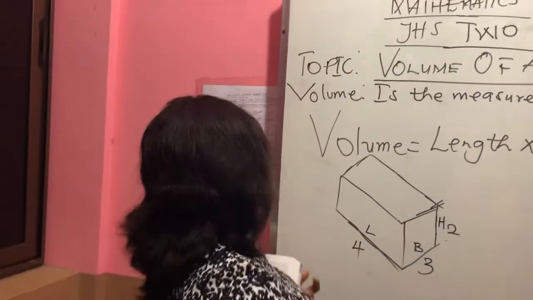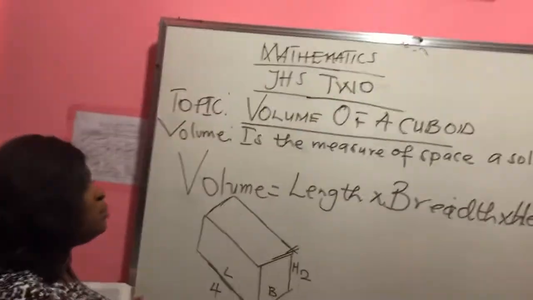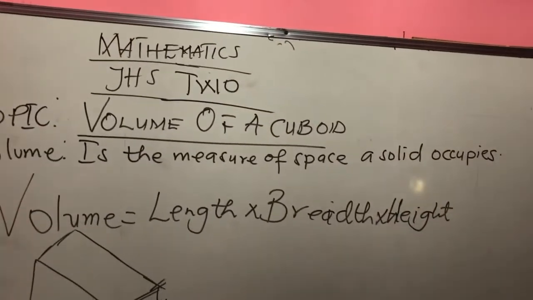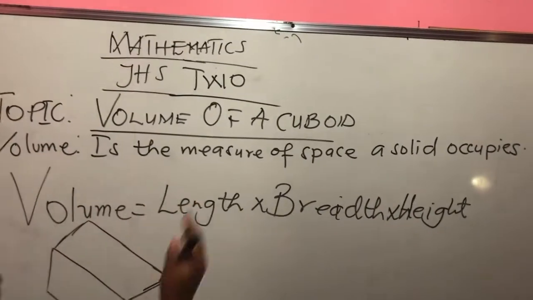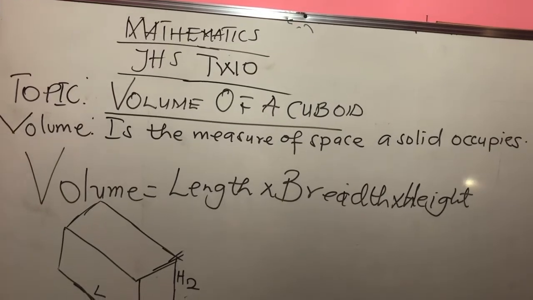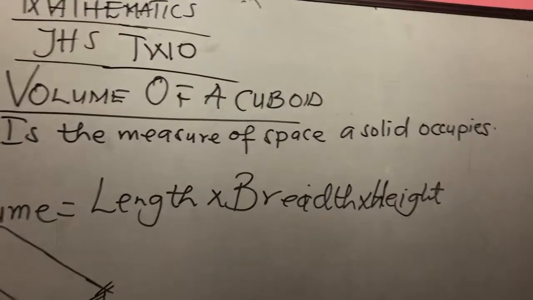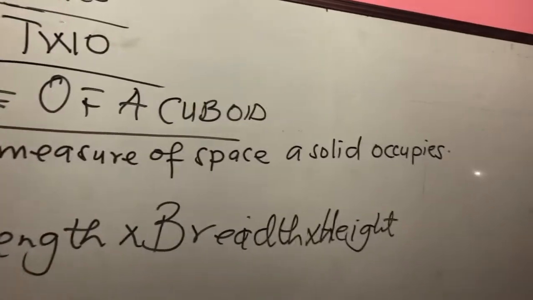So we are continuing with what? Volume of a cuboid. You already know what volume is. Volume is the measure of space a solid occupies. It's simply the measure of space a solid occupies.